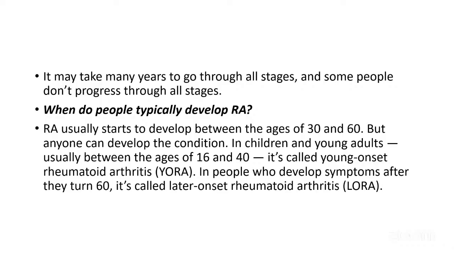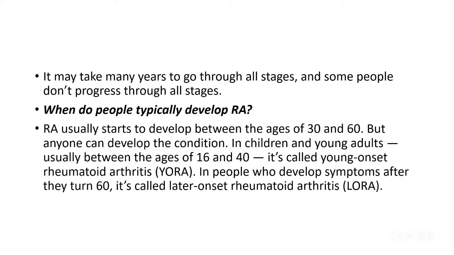Then we have the development of RA. How does it develop? At what age, what time, and when? RA usually starts to develop between the ages of 30 and 60. It wouldn't surprise you that some people, even between 30 and 40, will start complaining of joint pain, severe joint pain from the knee, things like that. And then you say, it's arthritis or that.